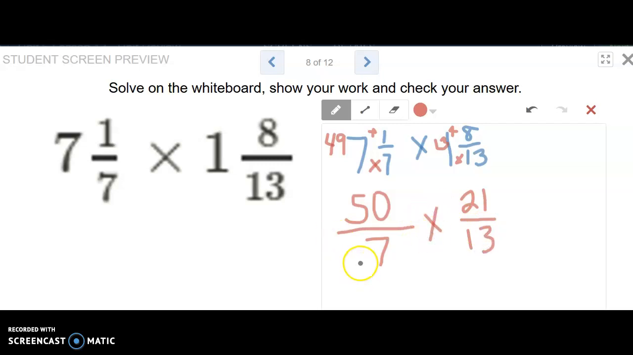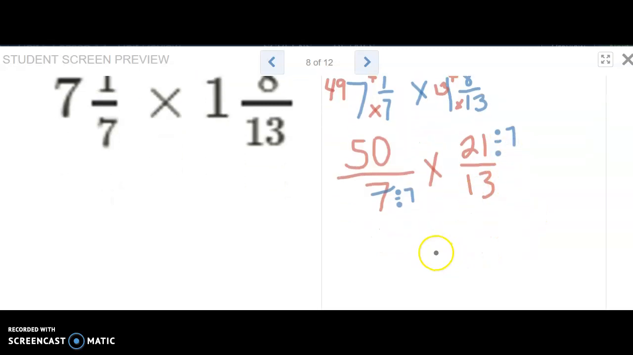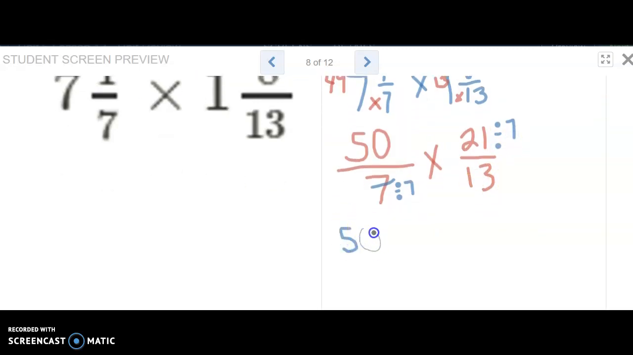Now I'm going to simplify before I multiply. I'm going to look at my opposite numerators and denominators. So 50 and 13, I can't simplify those, but I noticed for 21 and 7, I can divide them both by 7. And I can simplify before I multiply. So let me rewrite this again. So now I've got 50 over 1 times 3 over 13.